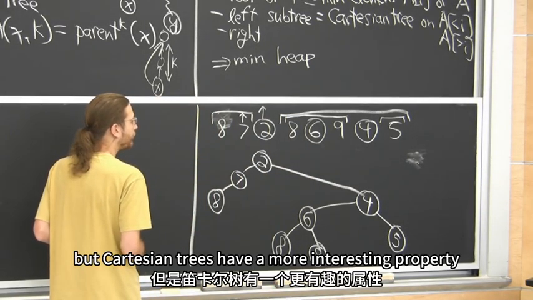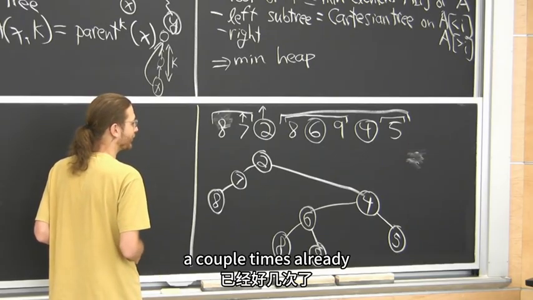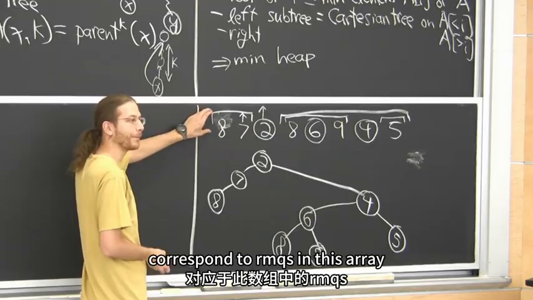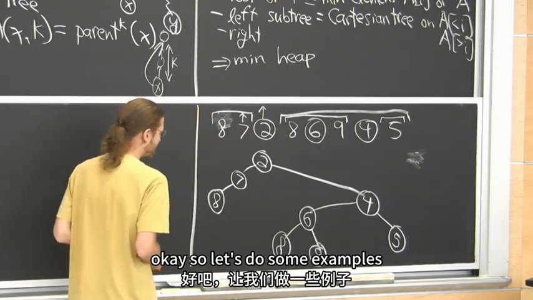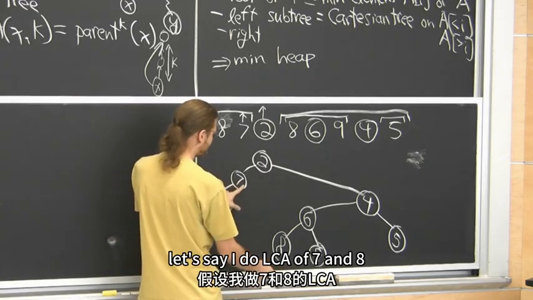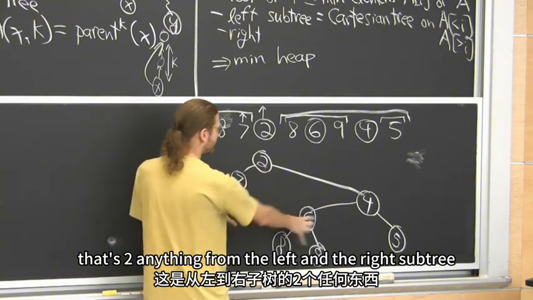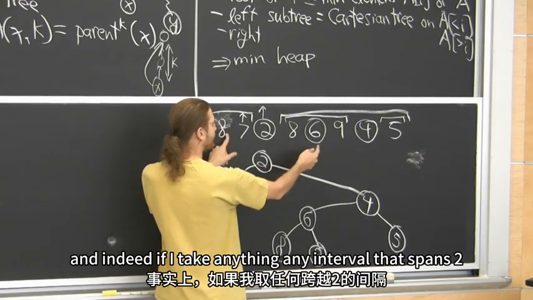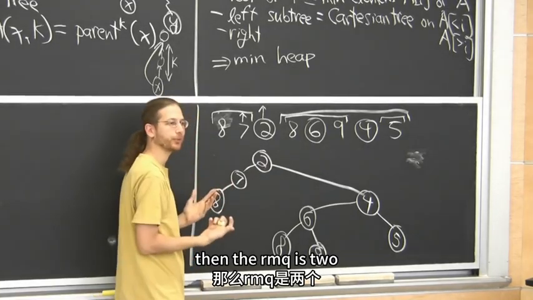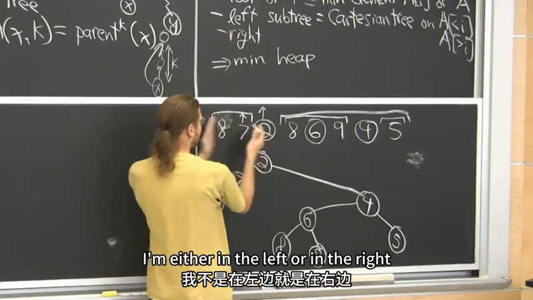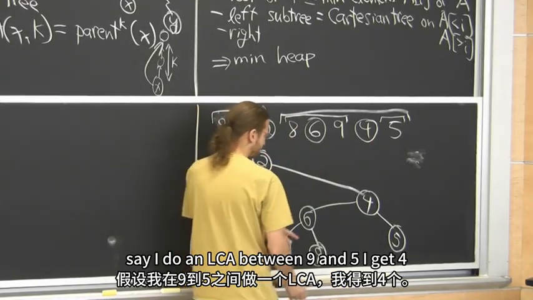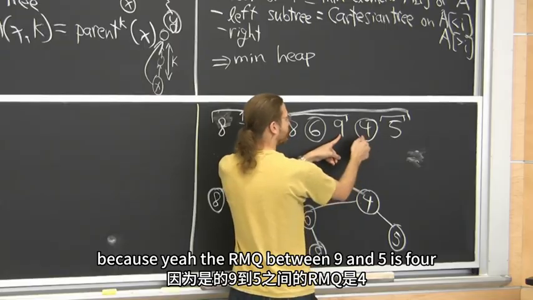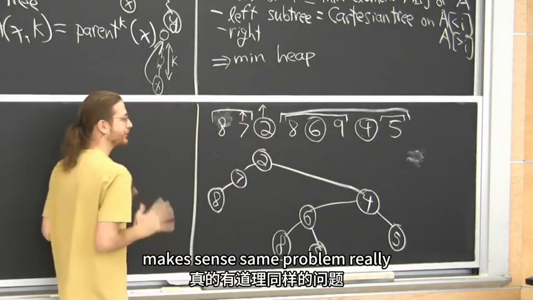But Cartesian trees have a more interesting property, which I've kind of alluded to a couple times already, which is that LCAs in this tree correspond to RMQs in this array. Okay, so let's do some examples. Let's say I do LCA of 7 and 8. That's 2. Anything from the left and the right subtree, the LCA is 2. And indeed, if I take any interval that spans 2, then the RMQ is 2. If I don't span 2, I'm either in the left or in the right. Let's say I'm on the right. Say I do an LCA between 9 and 5, I get 4, because the RMQ between 9 and 5 is 4. Make sense? Same problem, really.